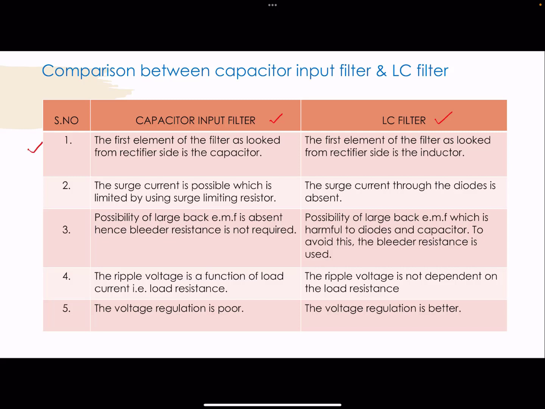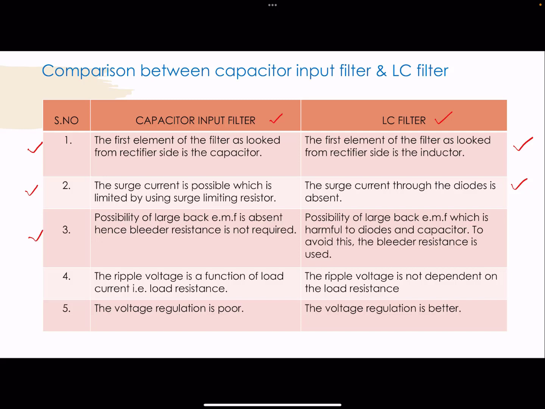The first point is, in the case of the capacitor input filter, the first element of the filter as looked from the rectifier side is the capacitor. Whereas in the case of the LC filter, the first element of the filter as looked from the rectifier side is the inductor. The second point is, in the case of the capacitor input filter, the surge current is possible, which is limited by using the surge limiting resistor. Whereas in the case of the LC filter, the surge current through the diodes is absent.